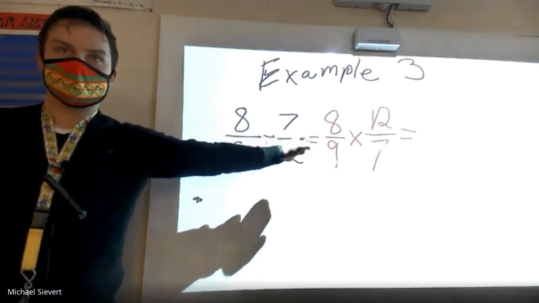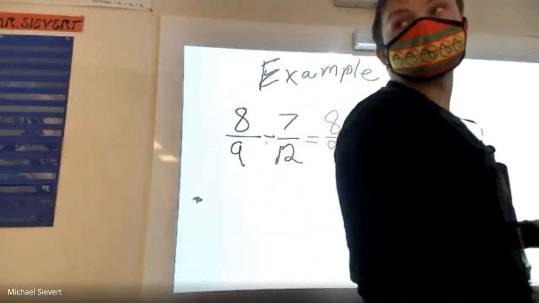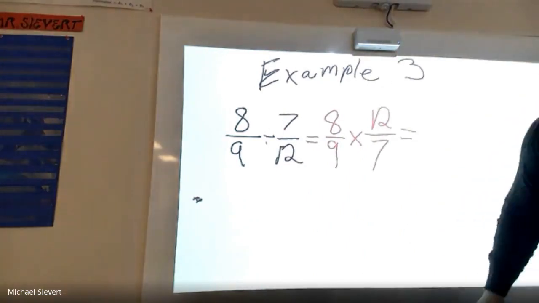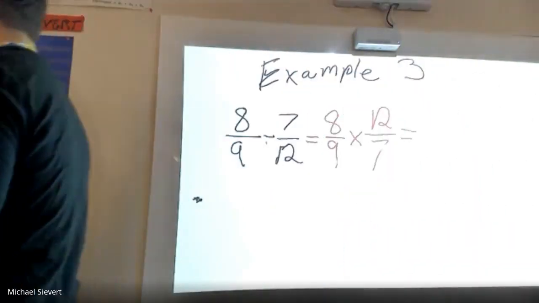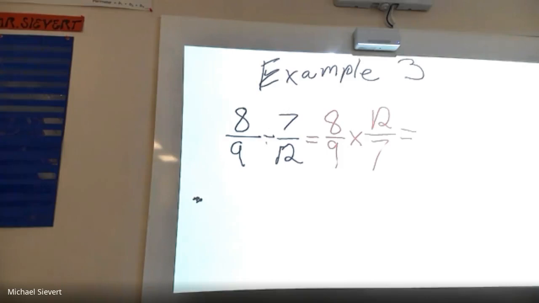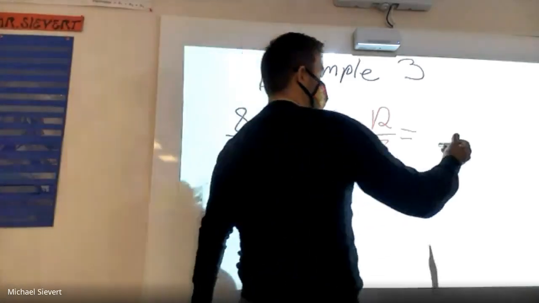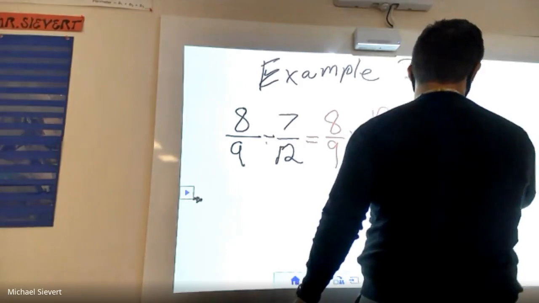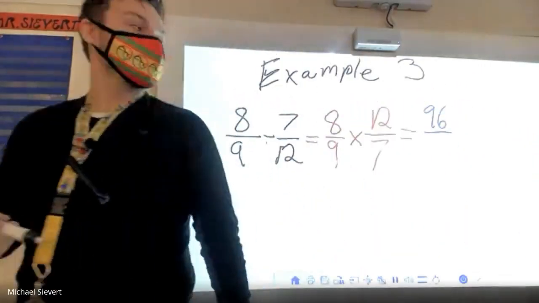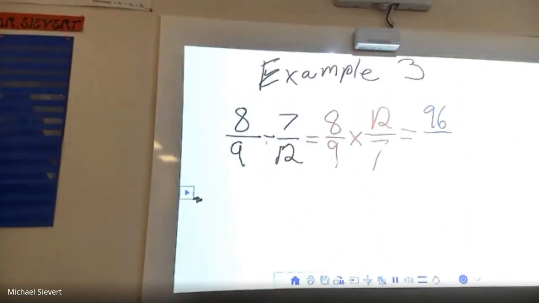Taylor? 96. Is it? She's right. It's 96. Let's hope she was wrong. But she's never wrong. Now, what is 9 times 7? Leah?